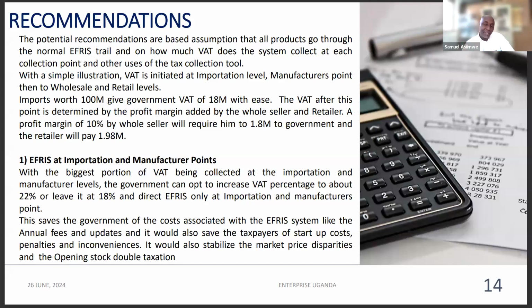So that is out of a 100 million transaction, the government is following that one to get it. And as it is trying to get that 2.7 million from the two lines, that is when it is saying EFRIS is helping us correct the 2.7, but at 18 million it has already corrected it. However, as the government, the tax must be paid, must be corrected. But these are some of the recommendations that I came up with.